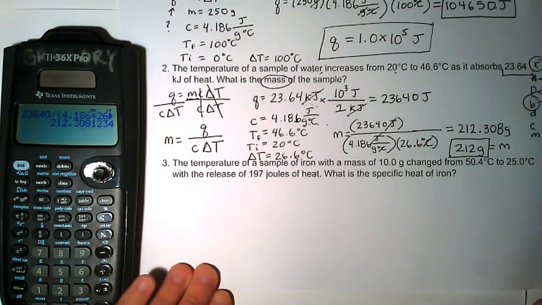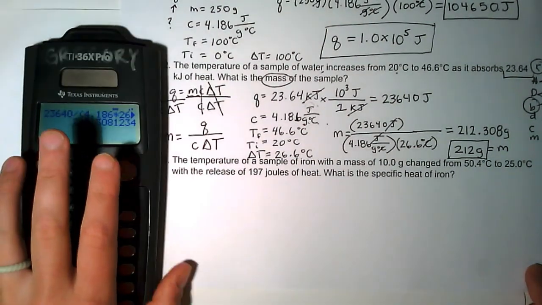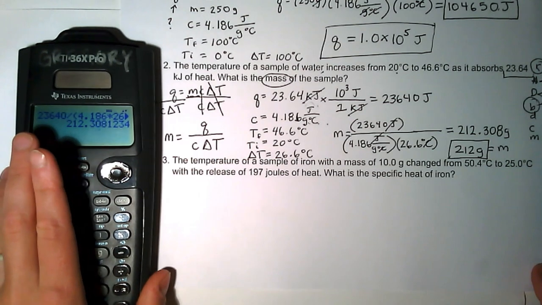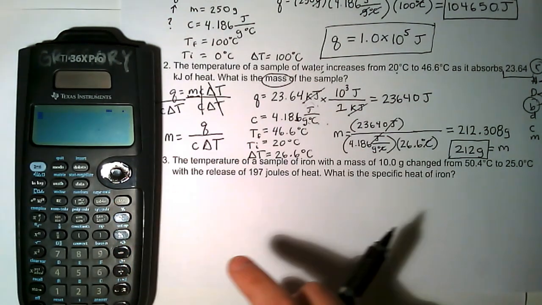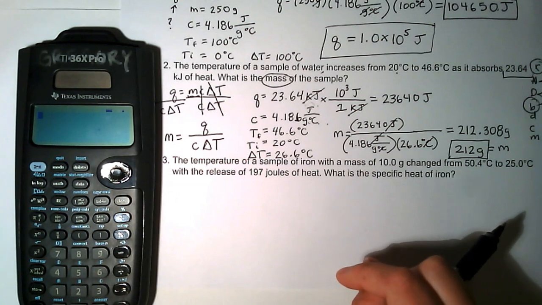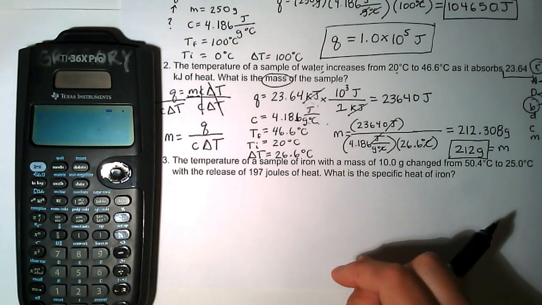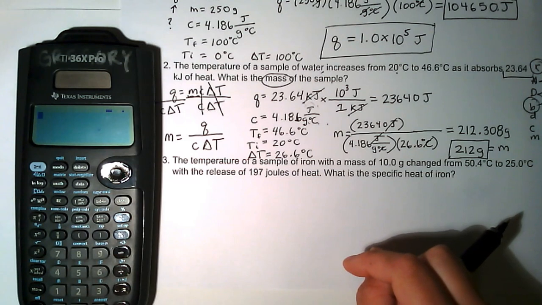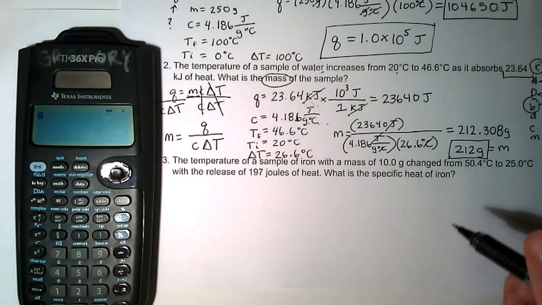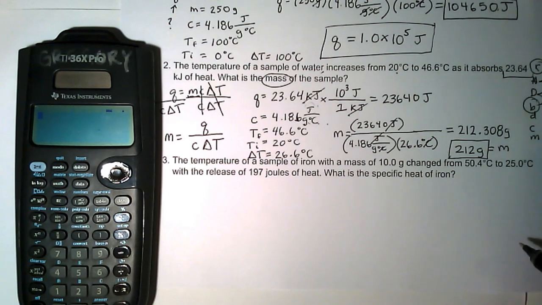Our last problem here says the temperature of a sample of iron with a mass of 10 grams changed from 50.4 degrees Celsius to 25 degrees Celsius with the release of 197 joules of heat. What is the specific heat of iron? So you may notice here, our temperature isn't going up this time, it's actually going down.